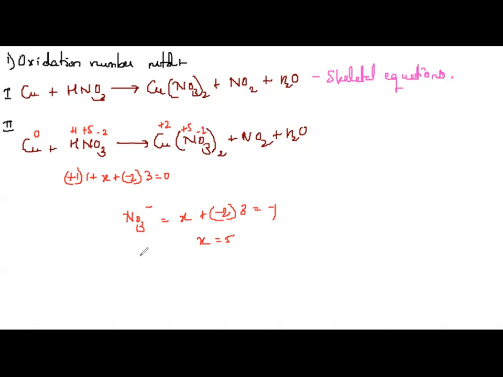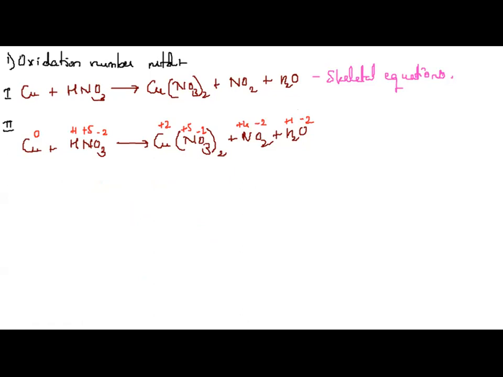Here NO2. So it is X plus -2 into 2 is equal to 0. 2 twos are 4, X minus 4 equals 0, so X equals +4. And hydrogen here is +1, oxygen is -2. So we have to assign the oxidation states of each of the atoms on the reactant side and on the product side. I hope this is followed. This is the second step, what we do.